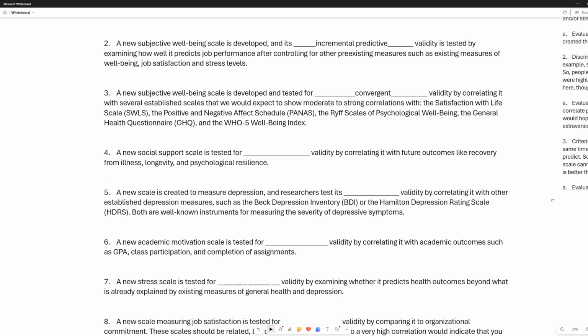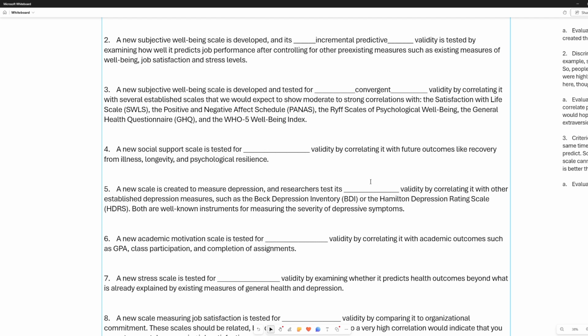A new social support scale is tested for what type of validity by correlating it with future outcomes like recovery from illness, longevity, and psychological resilience. Now, I want to point out we are correlating it with outcomes. So that's a key word here. So we know that it's criterion validity. And it says future outcomes, meaning that this would also be predictive validity.